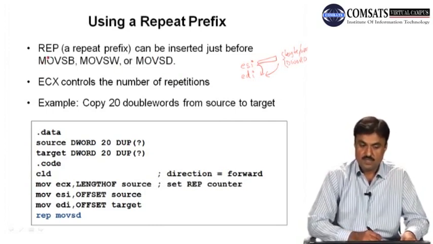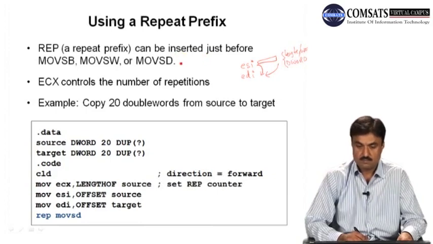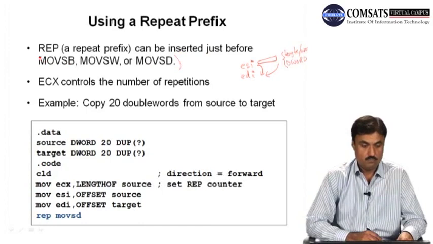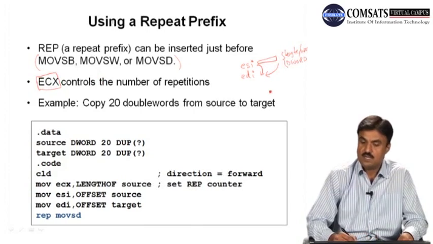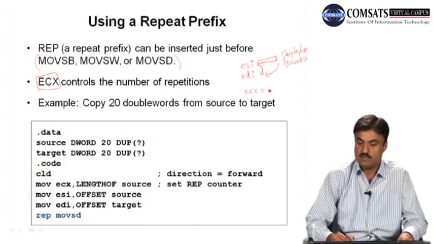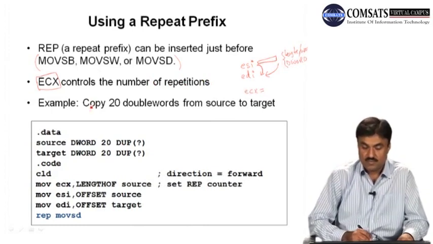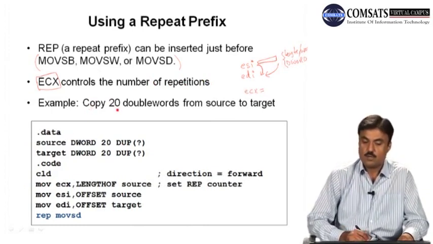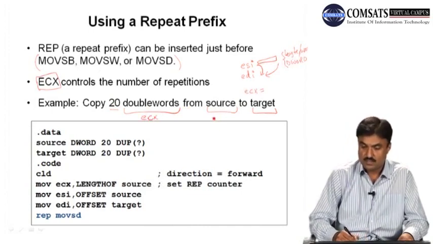However, we can use the repeat directive, or repeat prefix, before MOVSB, MOVSW, or MOVSD and so on. So what will happen here? ECX must have the value of how many times we are going to repeat. The number of repetitions must be stored in ECX. In this example, we are going to copy 20 double words from source to the target. So 20 should be inside ECX, source should be inside the ESI, and EDI must have the target.